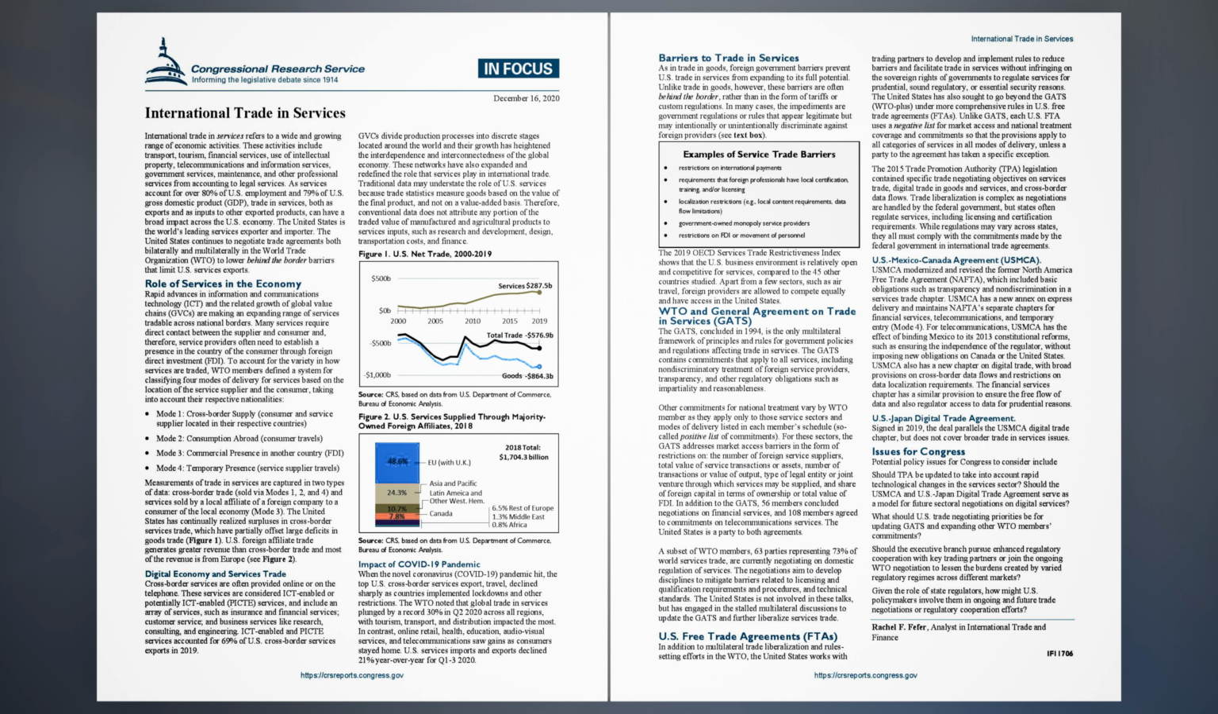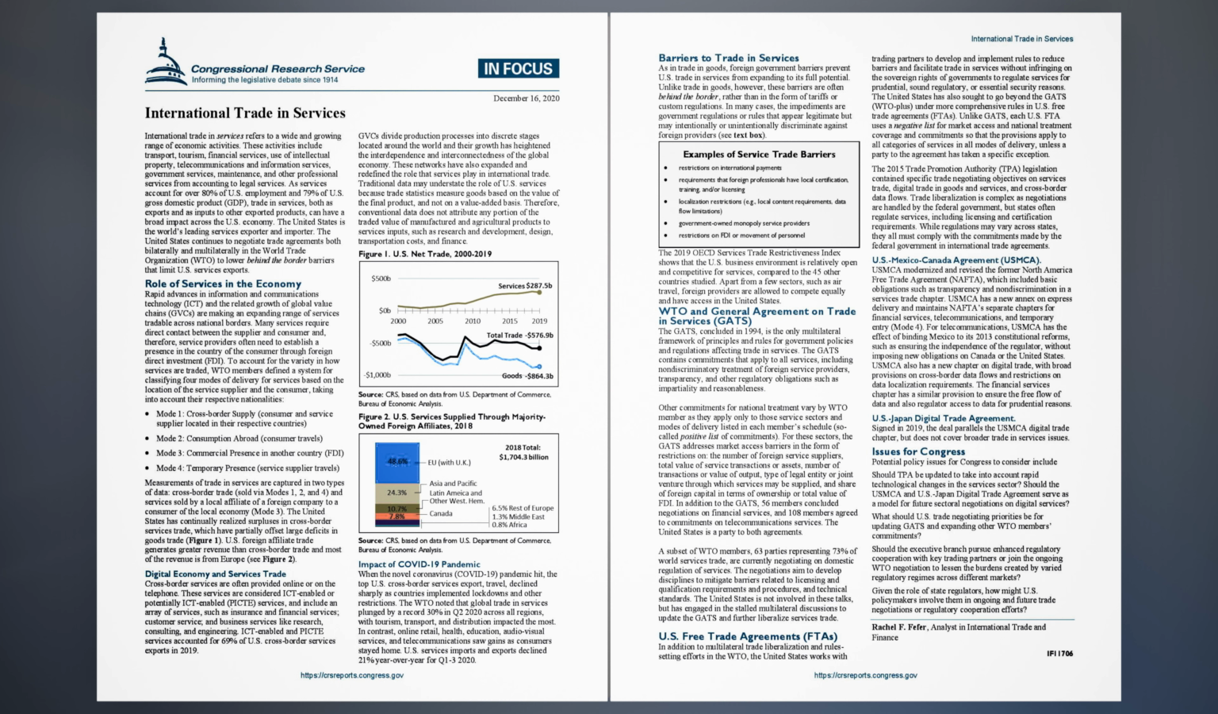To account for the variety in how services are traded, WTO members defined a system for classifying 4 modes of delivery for services based on the location of the service supplier and the consumer, taking into account their respective nationalities. Mode 1. Cross-border supply, consumer and service supplier located in their respective countries. Mode 2. Consumption abroad, consumer travels. Mode 3. Commercial presence in another country, FDI. Mode 4. Temporary presence, service supplier travels.